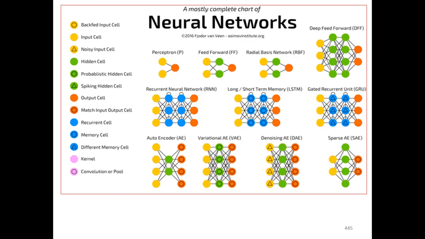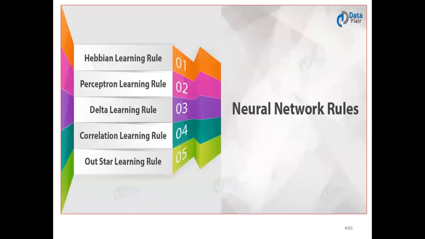So red indicates output cell, and green indicates hidden layers, and yellow circle indicates input cell, and blue indicates recurrent cell, and blue with the double circle is called memory cell, and blue circle with the triangle is a different memory cell, and pink is kernel, for recognition of artificial neural networks.